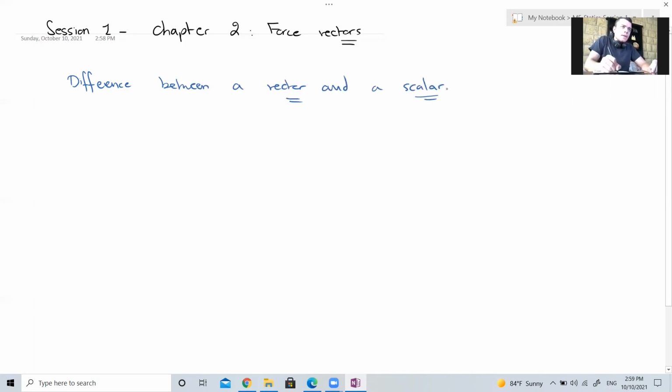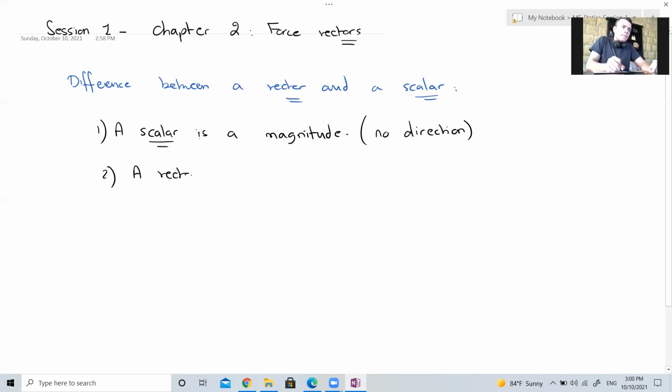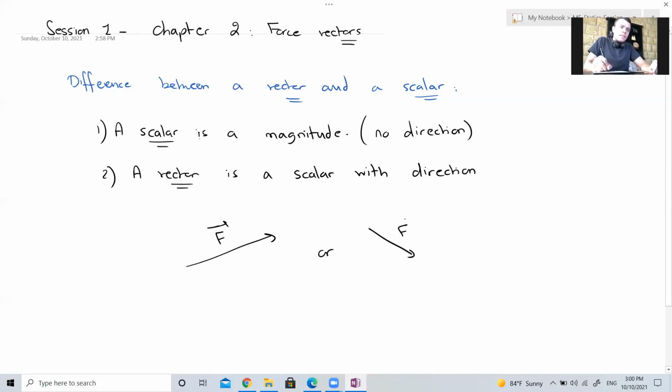What is the difference between them? A scalar is a magnitude, a value without any direction, no direction. Whereas a vector is a scalar with direction. This is a vector, it has a direction like this F or like this.